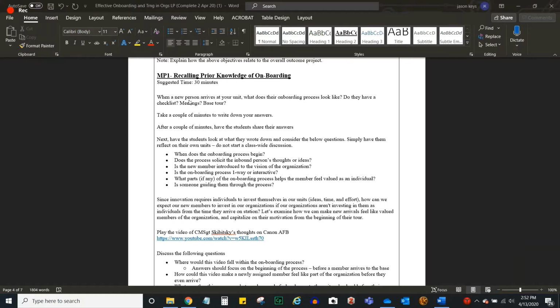Is there a base tour that they go on? Like, what does onboarding look like? So give them a few minutes to write down their answers on their own. And you really do want them to write down and brainstorm, because they're going to use those answers at the next part of this main point.